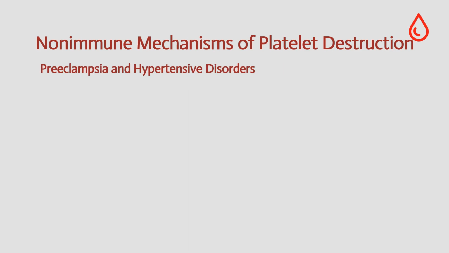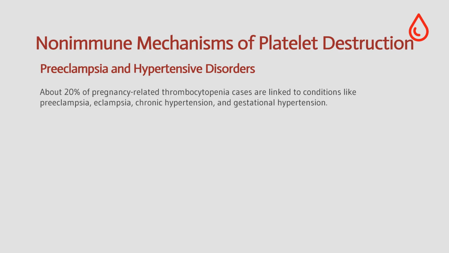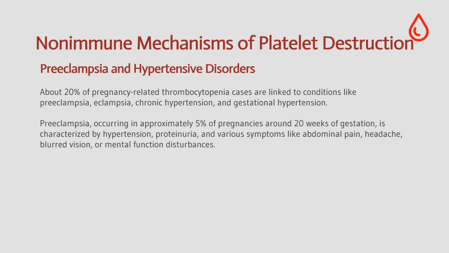Moving on to hypertensive disorders, about 20% of pregnancy-related thrombocytopenia cases are linked to conditions like preeclampsia, eclampsia, chronic hypertension, and gestational hypertension. Preeclampsia, occurring in approximately 5% of pregnancies around 20 weeks of gestation, is characterized by hypertension, proteinuria, and various symptoms like abdominal pain, headache, blurred vision, or mental function disturbances.